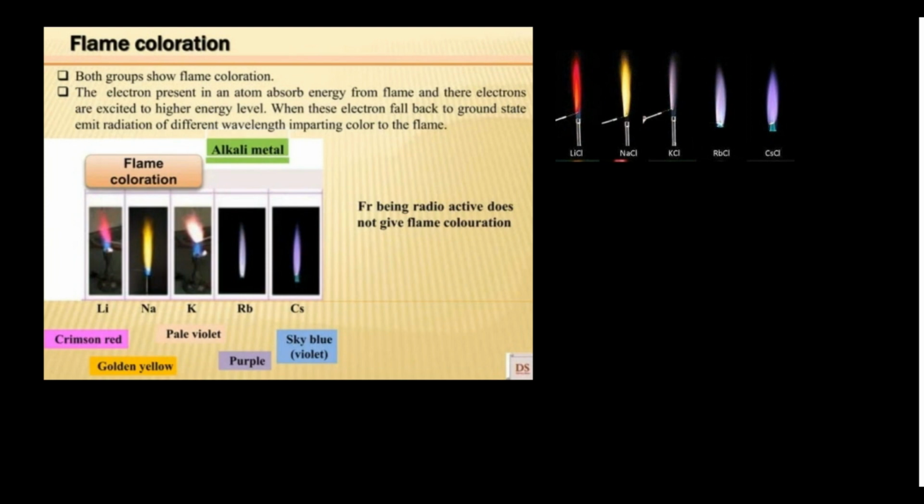Please remember, the vapors of the alkali metals, especially in the form of chlorides, impart a characteristic color to the flame. The reason for this color is that the loosely bound electrons get excited on heating and jump to a higher energy level, and from those higher energy levels they fall back into the ground state and emit energy, and that energy falls in the visible region, which gives the characteristic color.